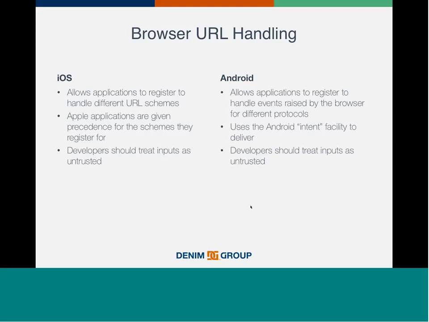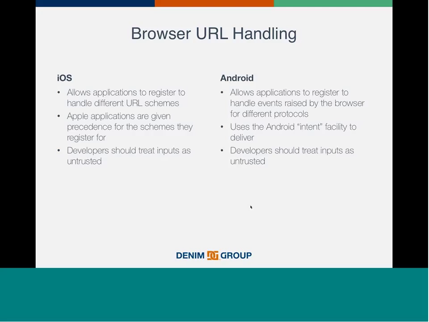And that's an example of a built-in application that registers for a URL scheme. You can also, for your own applications, register for different URL schemes, typically not the same ones used by built-in applications. This is a way for you to say, if someone clicks on a mobile browser link and they have our application installed, control is going to be transferred to our application. In an iOS environment, Apple gives applications precedence for the scheme they register for, and in the Android environment there's a similar capability, using the Android intent facility to pass messages to the receiving application.